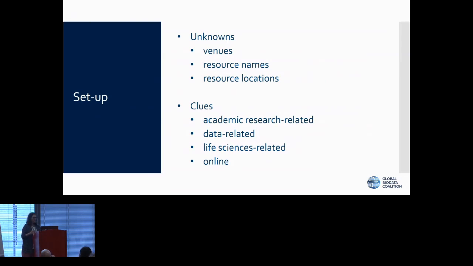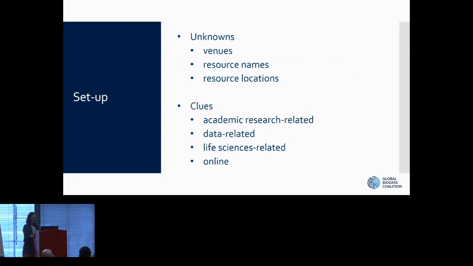So if any of you are thinking, oh, I hope they found my favorite resource, you're cheating because you know exactly what it is. That's called a known item search. So that's a different kind of scenario. Of course our clues are similar though. We're talking about something that's academic research related and data related, life science related, and online. So the basic strategy was to look for papers that describe a biodata resource.